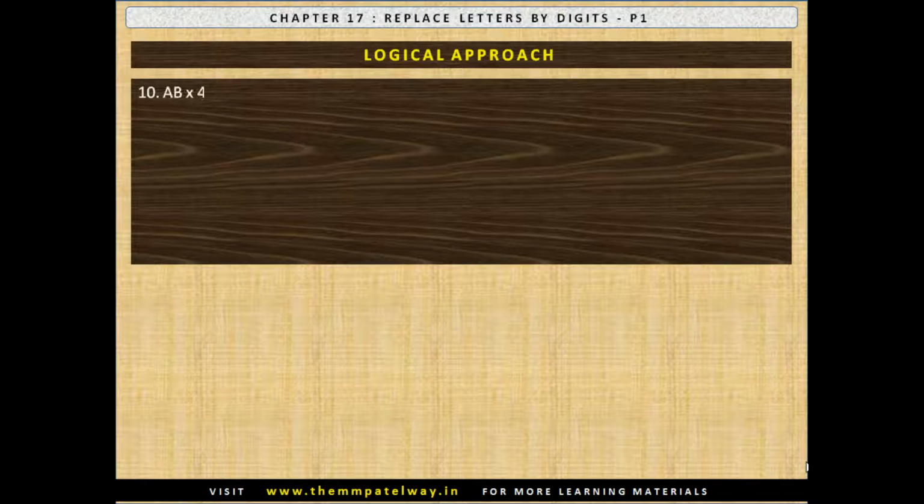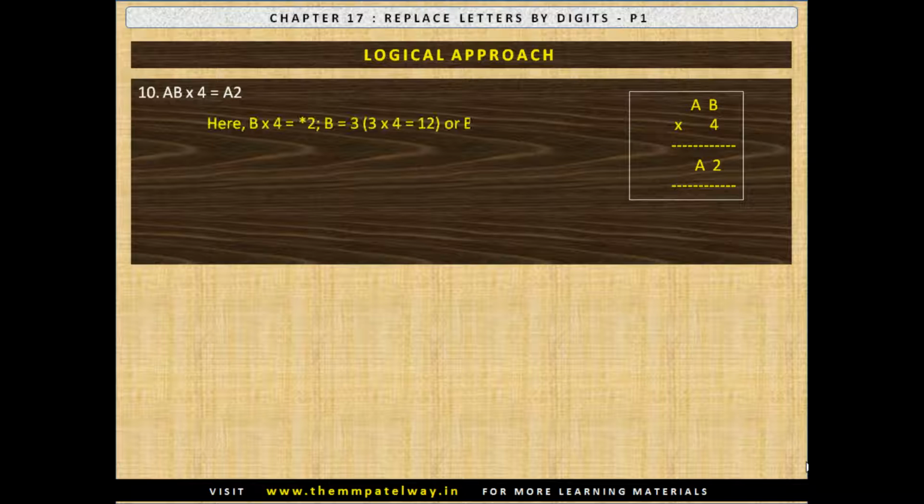Number 10. AB into 4 equals A2. Here B into 4 should be equal to star 2. Now we have two possibilities: B equals 3, that is 3 into 4 equals 12, or B equals 8, that is 8 into 4 equals 32. Hence, the values of A and B will be either 1 and 3 or 3 and 8.